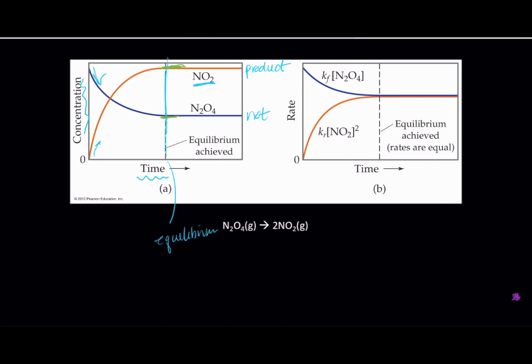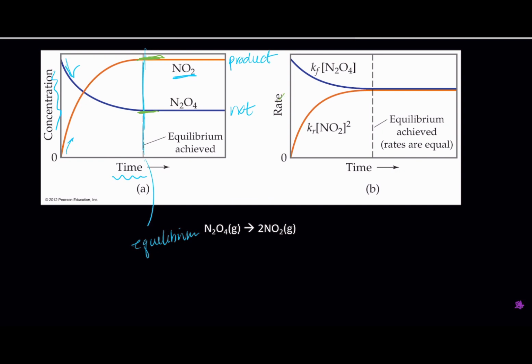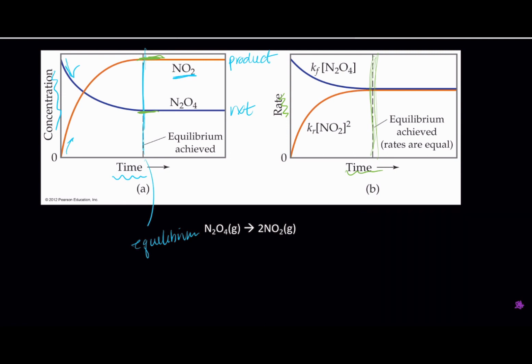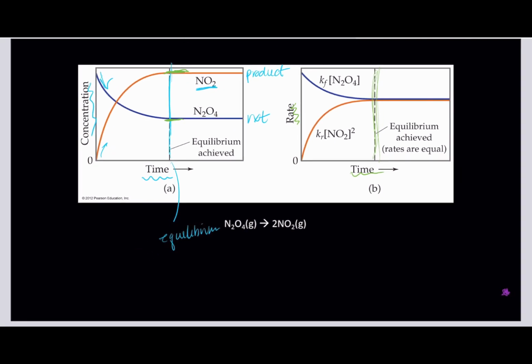From a different perspective, we can look at it on a rate versus time graph, and again, our rates are equal when we reach that point. Does that make sense? We should be able to look at a graph of either perspective and put those two together. So again, at the macro level, the concentrations no longer change. From a micro level, the reason those don't change is because the rate forward is equal to the rate reverse.